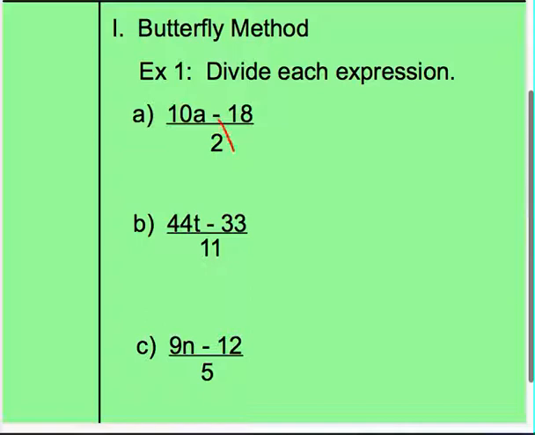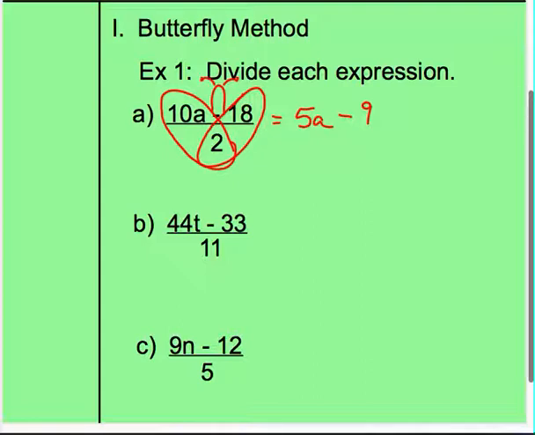I'm going to distribute my division by 2 to my first term. 10a divided by 2 is 5a. There's a minus sign in between, so that doesn't change. Then I'm going to distribute my division by 2 to my 18. 18 divided by 2 is 9. And you can even complete your butterfly and give it antennas and make it really cute.